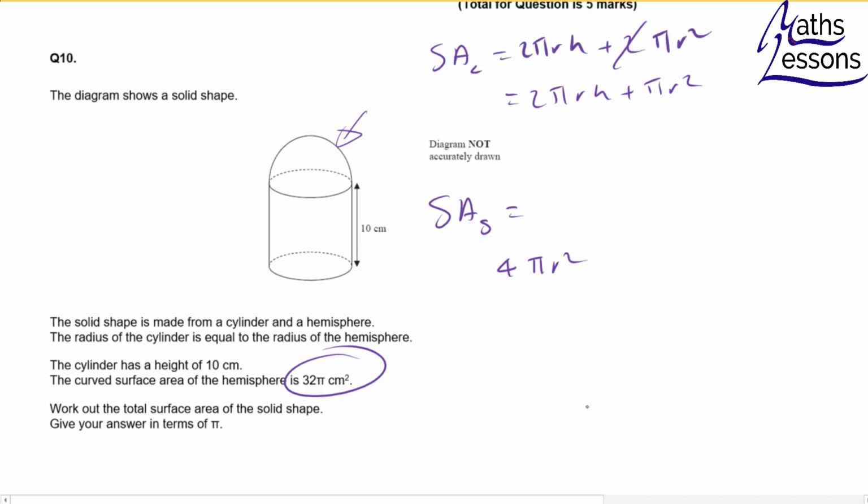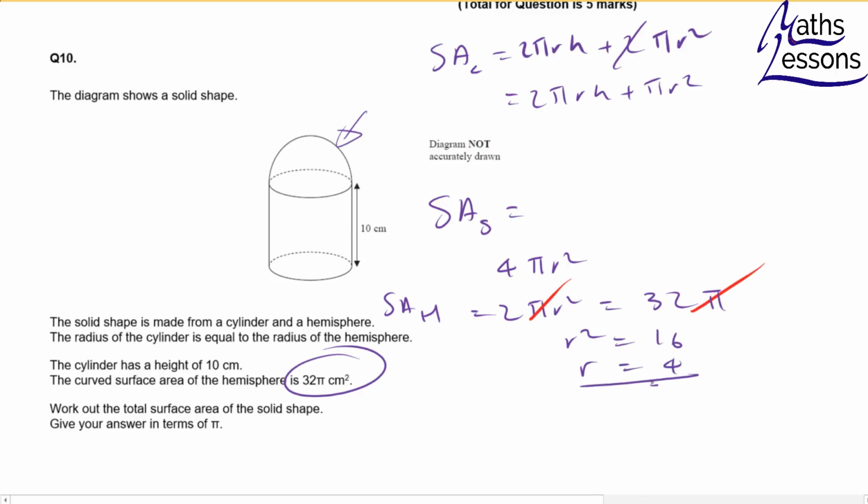Now there's two ways you could look at it. You could look at the hemisphere as 2 pi r squared, or we could look at the whole sphere here as 64 pi. You could look at either way. I'm going to go with the 2 pi r squared of the hemisphere. This is the surface area of the hemisphere, which is equal to 32 pi. I need my r. I can divide by 2, I get r squared is equal to 16, therefore r is 4. So that was the tricky part of the question, to find r.